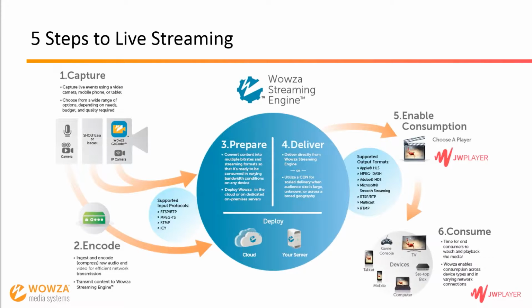And the last step is, of course, consumption. So when the player is embedded and all the streams are up and running, we'll make sure that your content is not only playable on computers, but also on mobile, tablets, game consoles, smart TV devices and set-top boxes like Chromecast, Roku, and maybe Amazon's new device that just got announced today. We'll still have to test that one out. Chris, back to you for the demo.